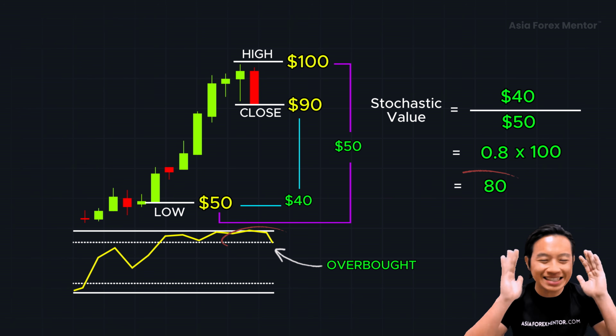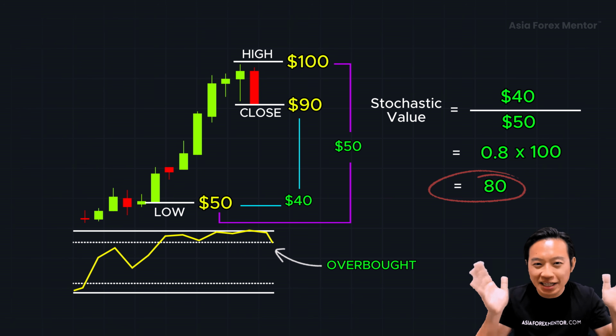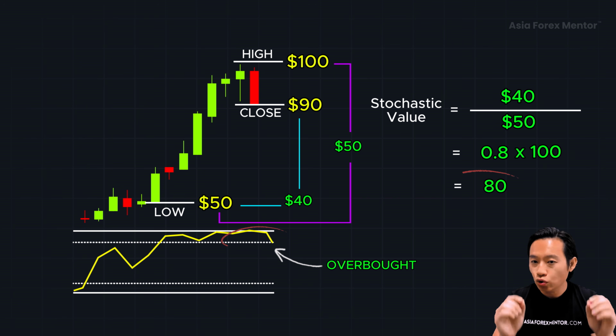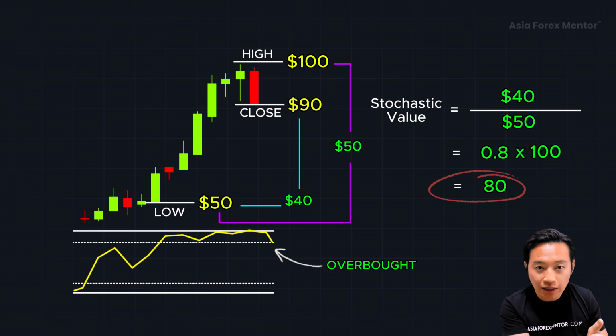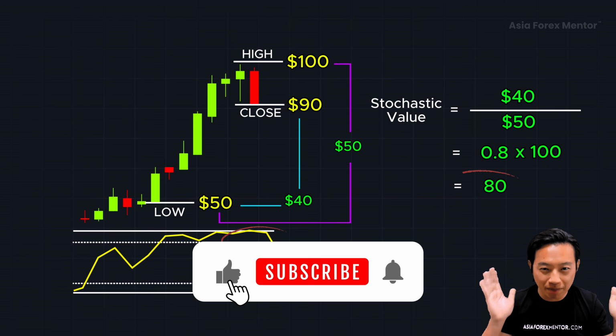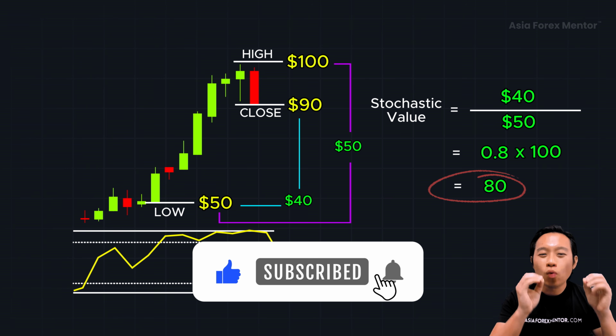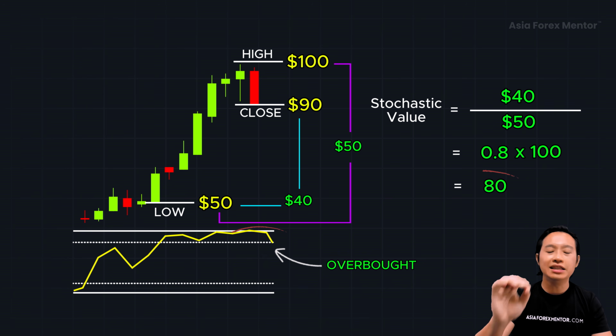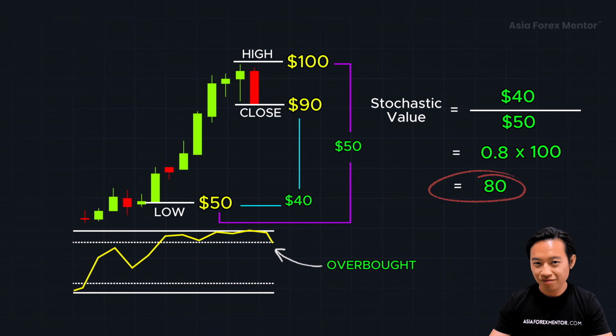So that formula is the overall geeky part. But honestly, it's just good to know that there is a formula behind it for most of us normal people out there. So when you see the stochastic indicator, you now know how it derives the value. Cool. Now, next.